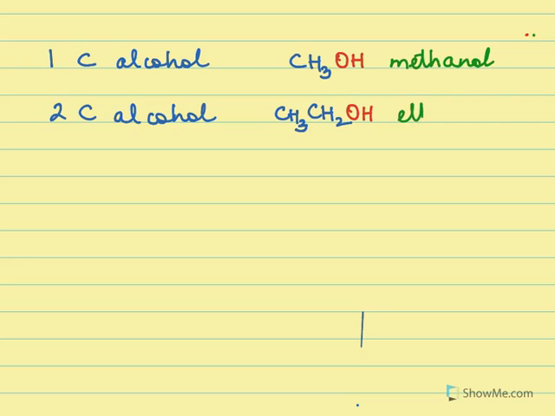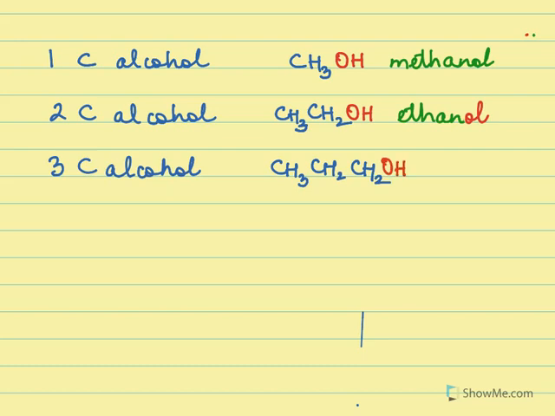2 carbons means ethane, so you write ethane. You rub the E out and you put OL, ethanol. Then we have the 3 carbon alcohol, CH3, CH2, CH2, and then the OH to make it alcohol. 3 carbon means propane, and because this is alcohol, you take away the E and you put OL, so propanol, 3 carbon alcohol.